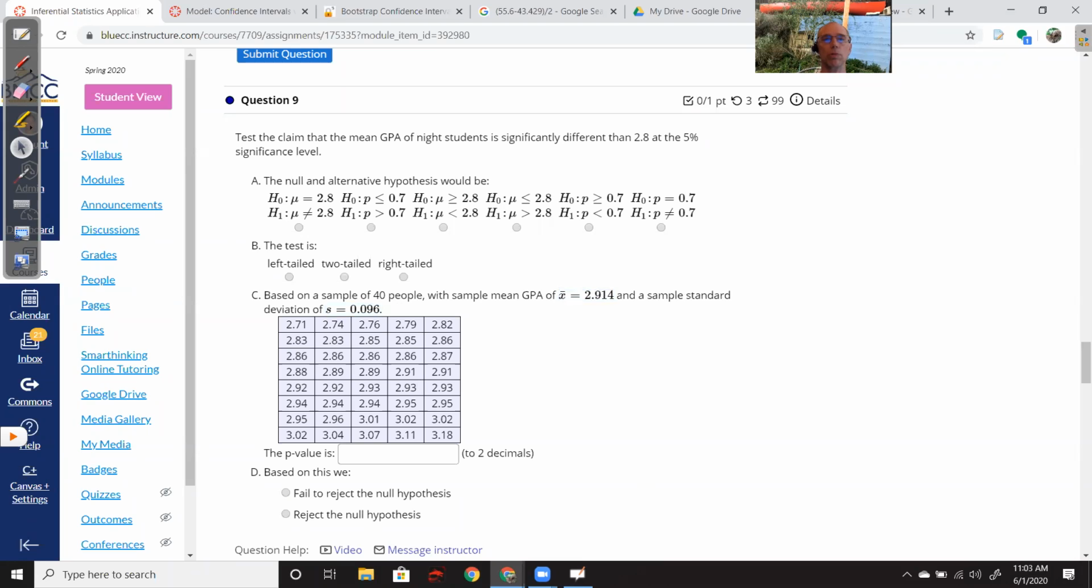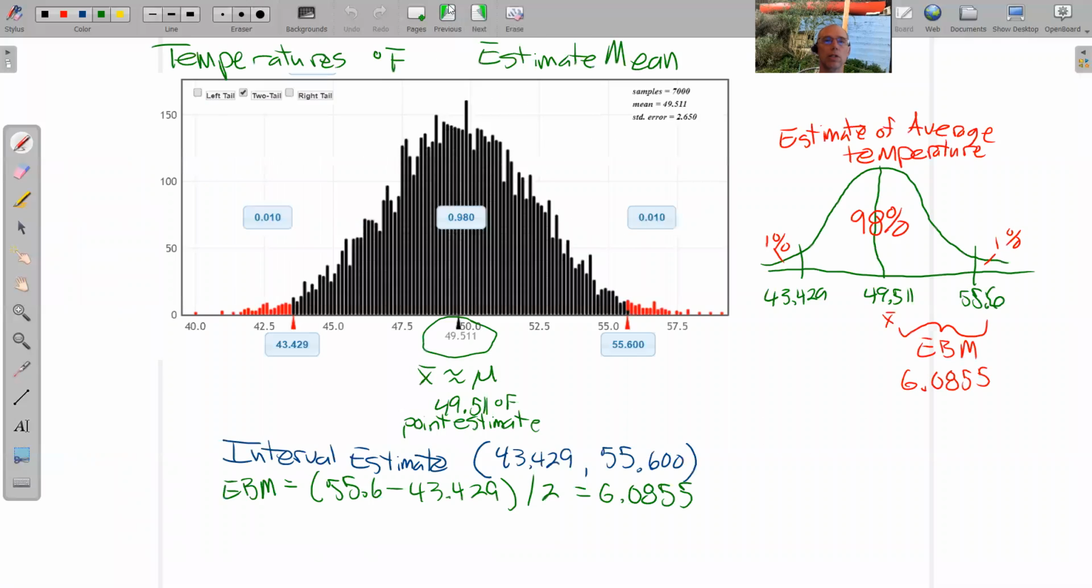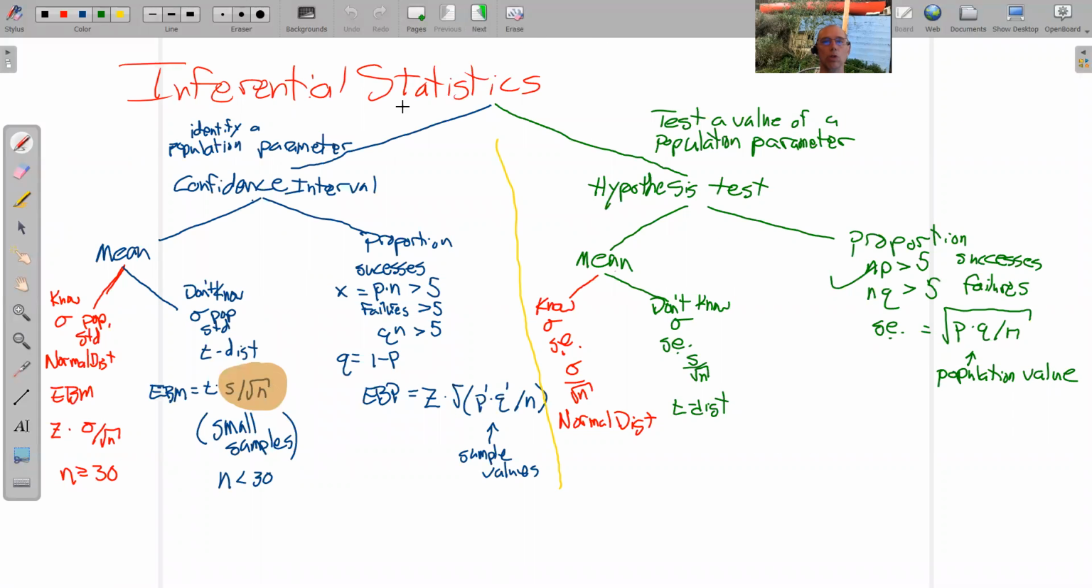using the simulations we did before. Okay, so what do we got going on here? We're testing a claim. Okay, hypothesis test. Mean GPA. Okay, mean. So when we consider our branching of what we know so far about statistics, we're in the hypothesis test section, and we're in a mean. So the question is, do we know the standard deviation of the population or we don't? And usually it's in the I don't know category. And then also, if you have a small sample size, I should add that here too.